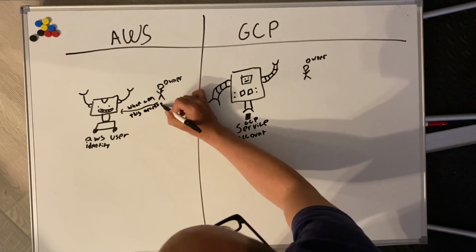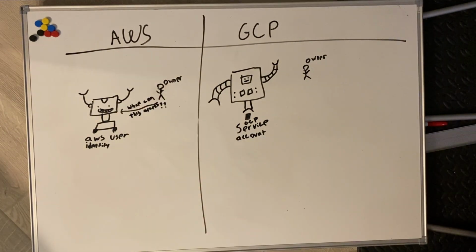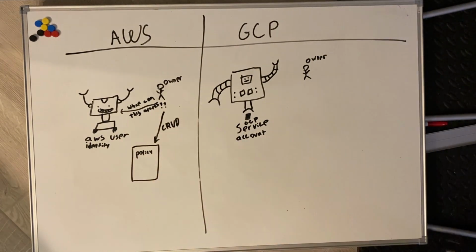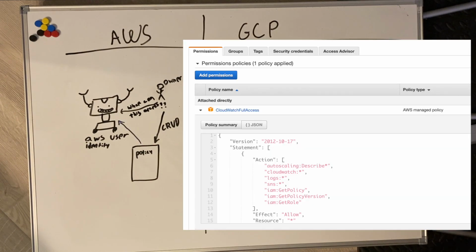But where things get a little bit different is when you start to ask the question, what can my identity access? In the world of AWS, you basically have a policy that determines all the different things that the identity can access. And the person who can create, update, delete that policy is the same person who owns the identity. So here's an example of what that looks like.